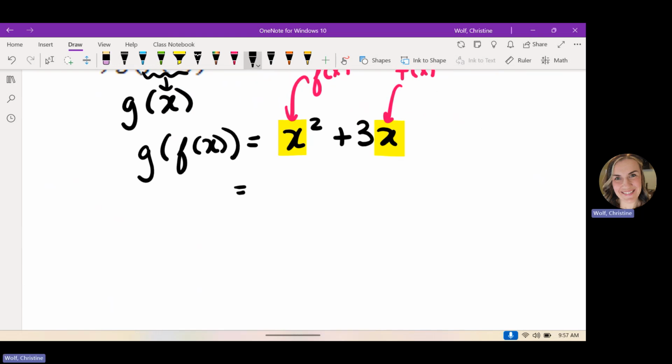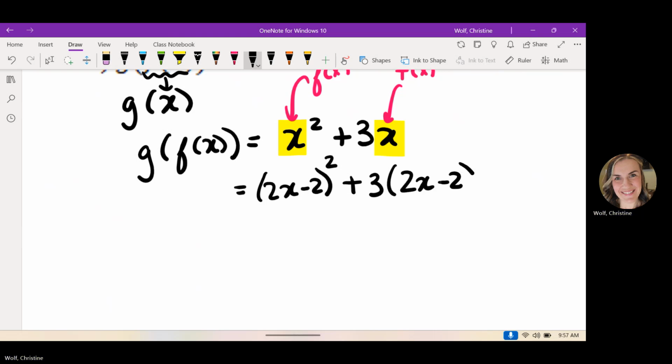All right, so what is f of x? F of x is 2x minus 2. So I've replaced x with 2x minus 2, but my x is squared, so I have to square that also. And then I have plus 3 times x, which I'm switching out for f of x. So we just made it way more complicated. But we replaced any x in g with what f of x is.